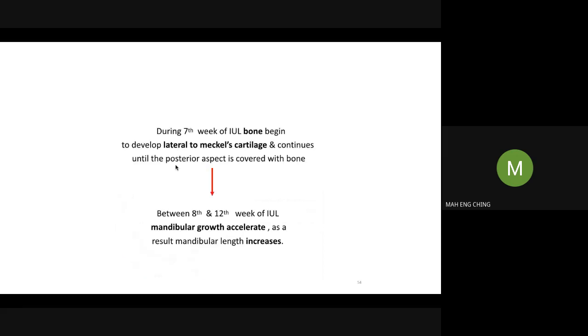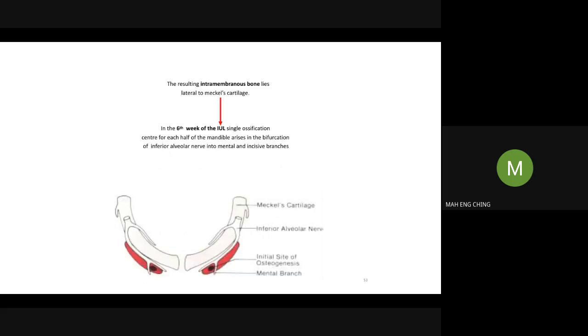So during the 7 weeks of the IUL, bone begins to develop lateral to this Meckel's cartilage and continues until the posterior aspect is covered by bone. Between the 8th and 12th week, mandibular growth accelerates and becomes faster. As a result, mandibular length increases. You see this one, the Meckel's cartilage. At first, this bone formation is at the bifurcation, then slowly extends posteriorly on both sides, anterior to posterior, until they form the whole mandible.